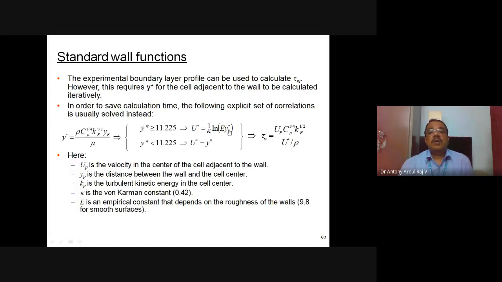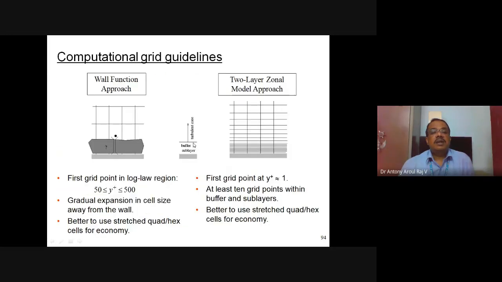What is y star? It is given there. Now y plus is a non-dimensional distance, and u plus is the non-dimensional velocity from the wall, and we have to give the value correctly. So if you are taking a coarse mesh, give the exact solution so that the correct information will go inside. That is one way of approach.